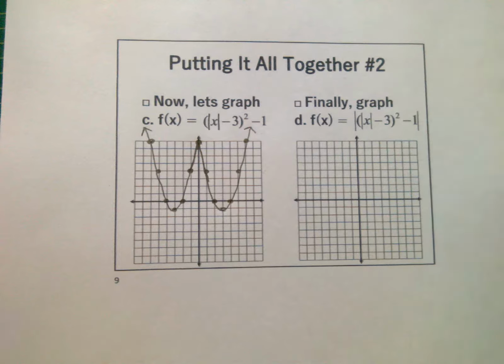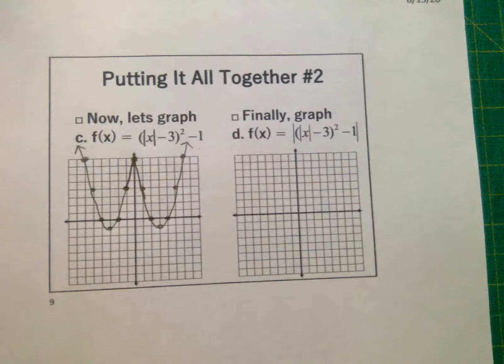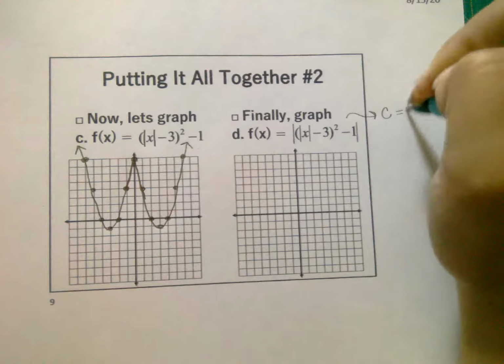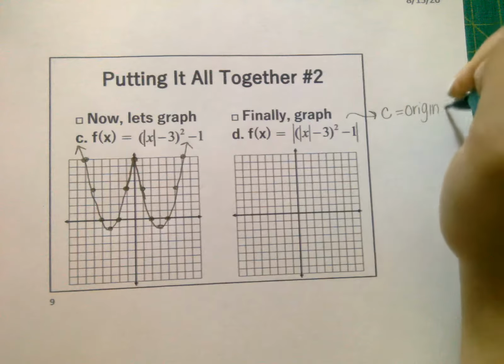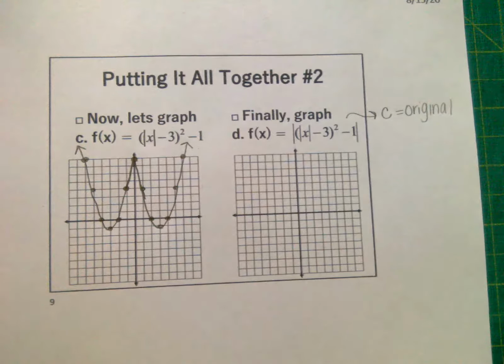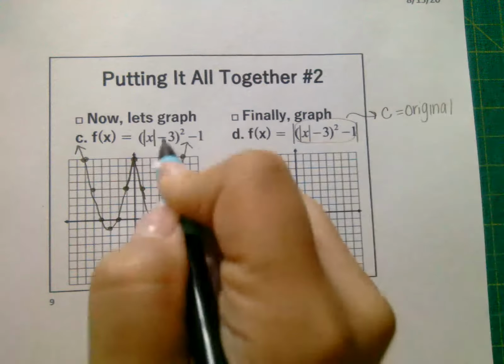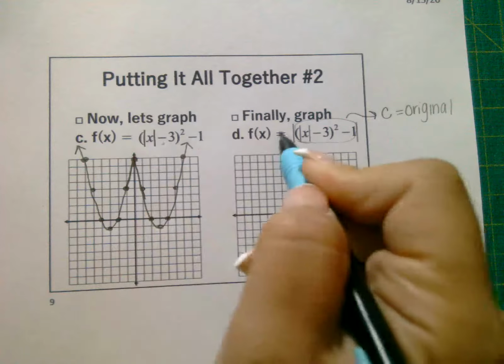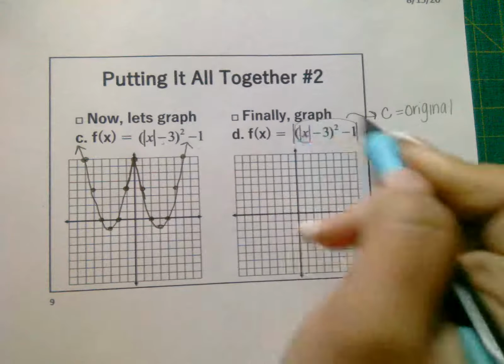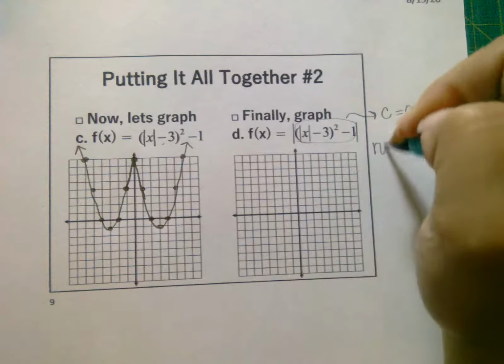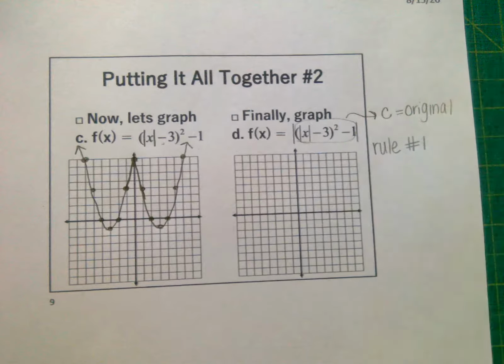Okay, so now part D, remember how we think about that. Okay, we now say C is the original graph. Okay, because inside that equation matches what was over here. So that's the original. And now it looks like we're taking the absolute value of that entire original function. So that's rule number 1. Okay, and rule number 1 is reflect everything that's below.